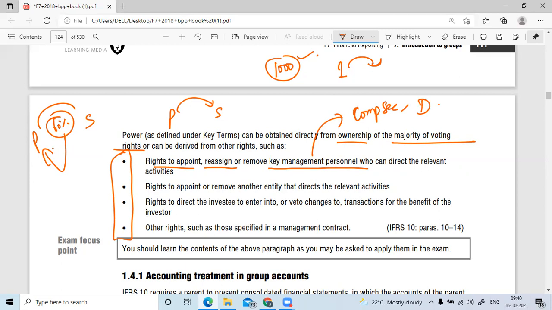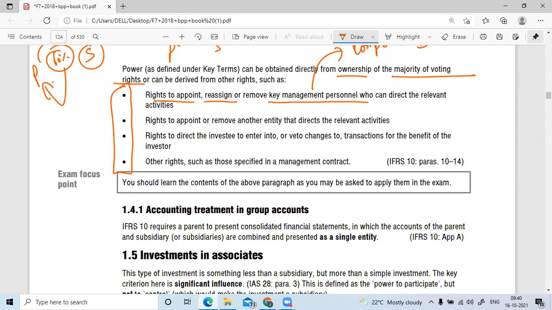So if the parent has 60, 70 or 80% holding in the subsidiary, apart from the majority voting rights, they have power, because what shows that they have power? They can appoint, reassign, or remove any KMP from the company.